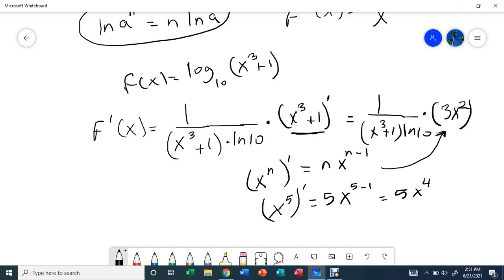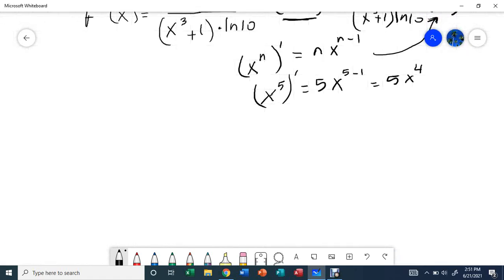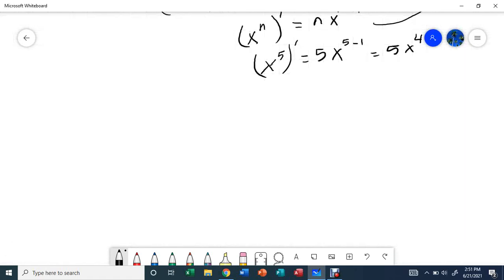Now let's do another example, and this example is again with the product rule. Okay, so let f of x equal sine of x times ln of 5x. So I have two functions here, and we want to find the derivative of their product.